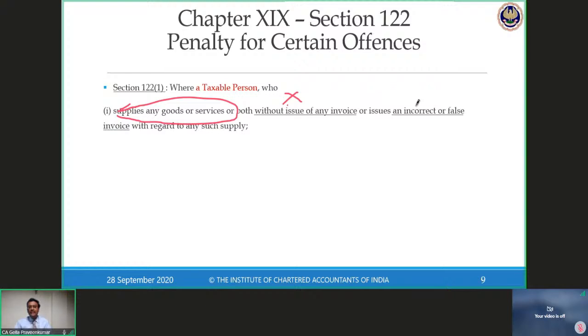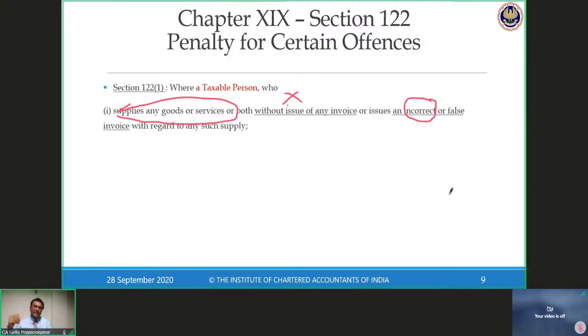What is an incorrect invoice? I have supplied goods for 10 units, but I have shown 1 unit. The price I have shown properly, but the quantity I have shown only as 1 instead of 10. Or a false invoice. What is a false invoice? Probably quoting a mismatch in the product code, product description, or GST rate, HSN classification, etc.